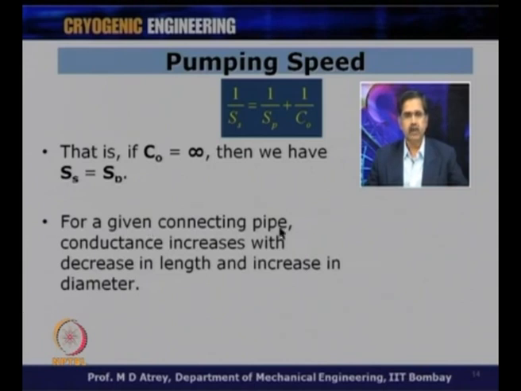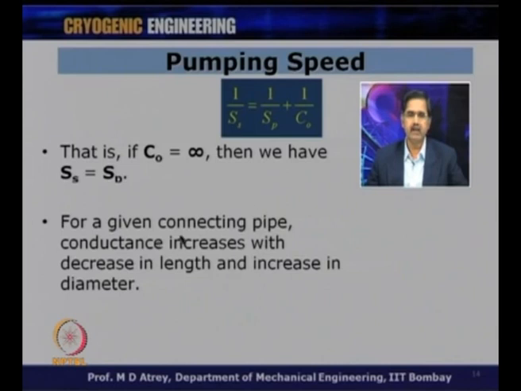For a given connecting pipe, conductance increases with decrease in length and increase in diameter. So, can I make my diameter infinite or length equal to 0? Then only my CO is going to be infinite. So, in principle, I cannot do that. So, what can I do? I want to increase my diameter as much as possible, and I want to decrease the length connecting the vacuum pump to the system to be vacuumed to a minimum distance.